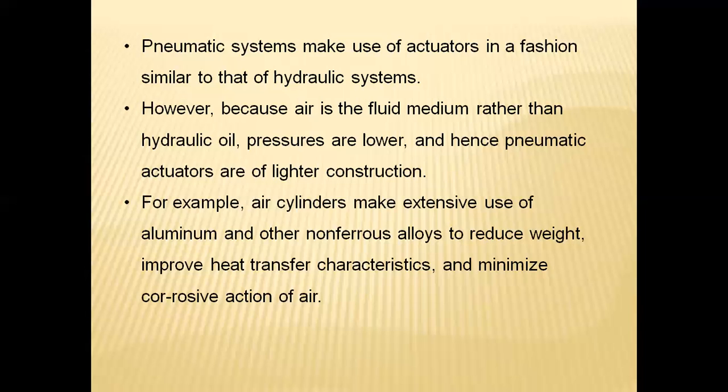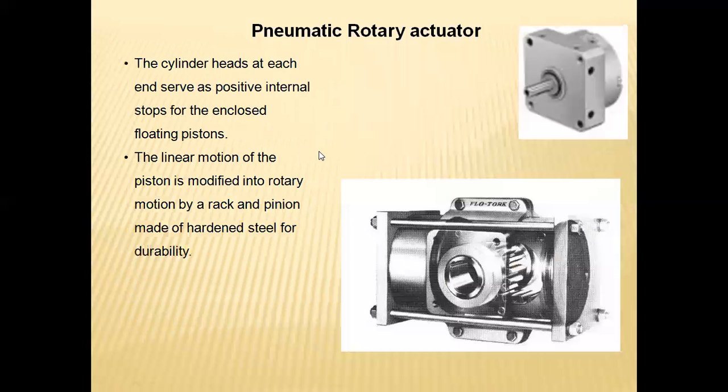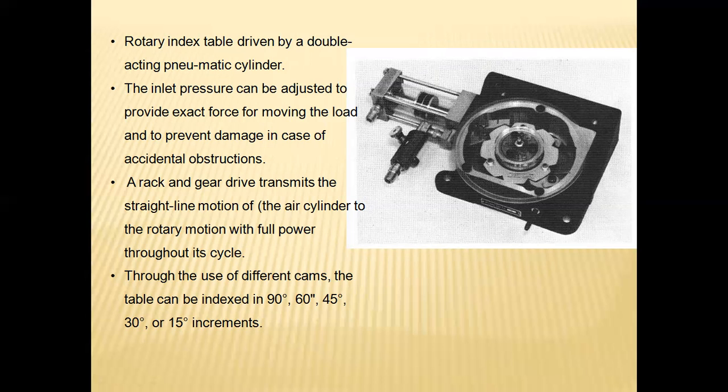For example, air cylinders make extensive use of aluminum and non-ferrous alloys, which reduces the weight, improves the heat transfer characteristics and minimizes corrosion. Therefore, we have a rotary construction of this actuator in which the pressure can be adjusted to provide the exact force for moving the load, to prevent damage in the case of accidental obstructions.